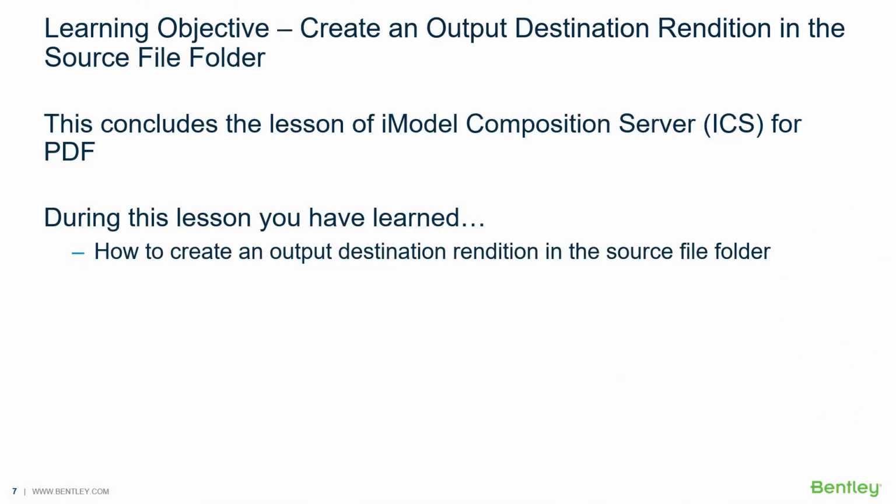This concludes the lesson on creating an output destination rendition in the source file folder. Let's review what we've learned. You've learned how to create an output destination rendition in the source file folder. The next video will provide techniques on how to define output destinations for a specified folder when printing with the iModel Composition Server.